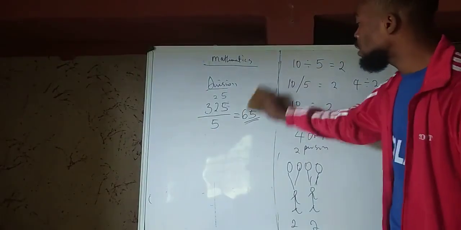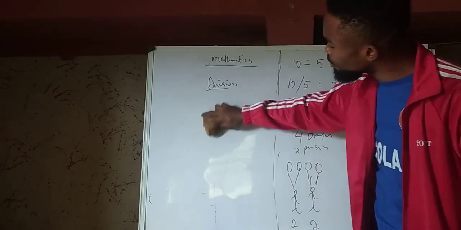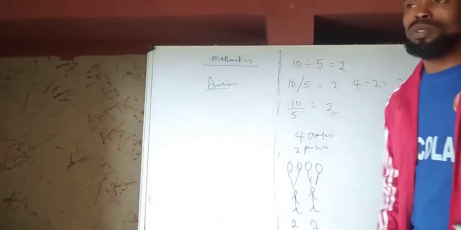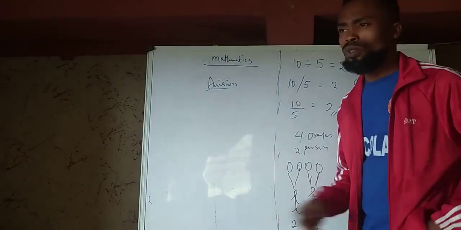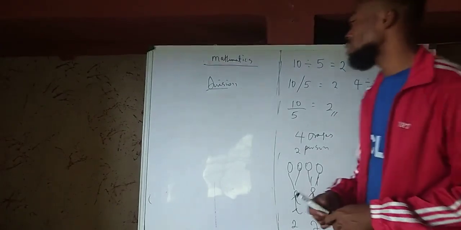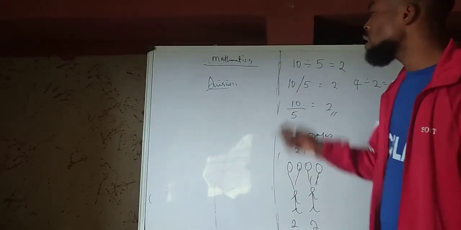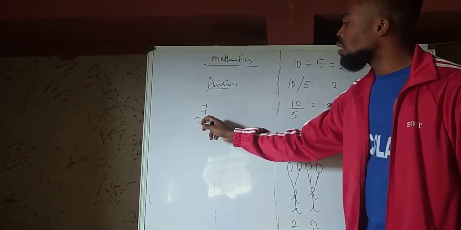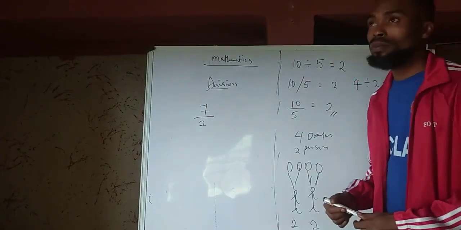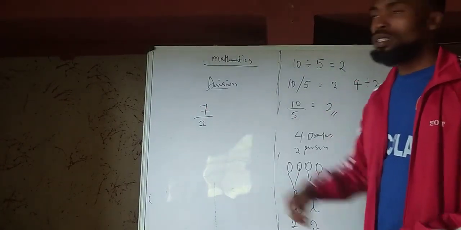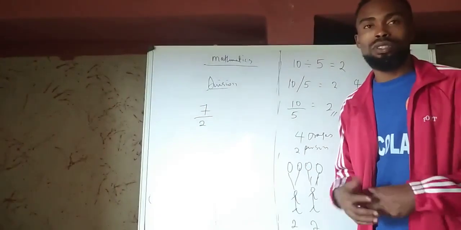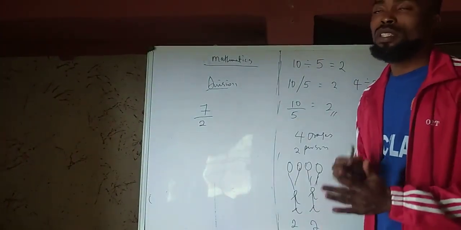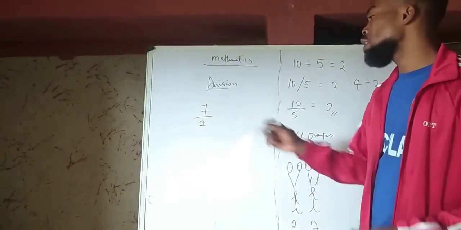Now, there are other smaller things about division that we need to know. Let's say we have to divide 7 by 2. In this type of division, let me just do it. 7 divided by 2. If you are to share 7 things among 2 people, you find out that each of them is going to get 3.